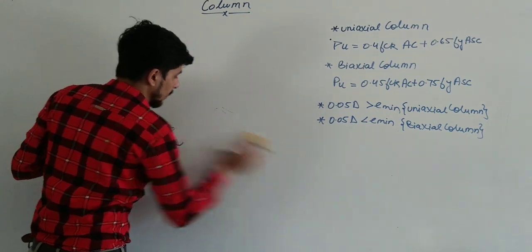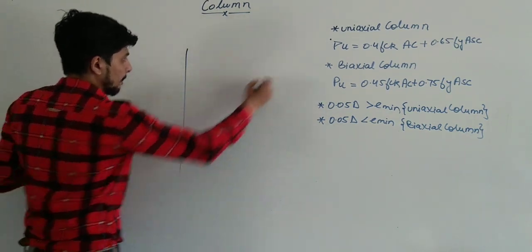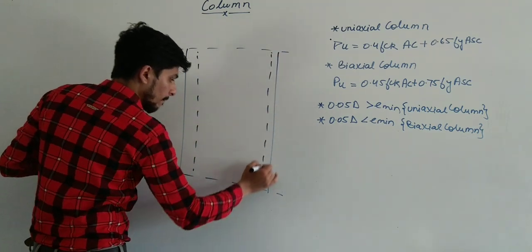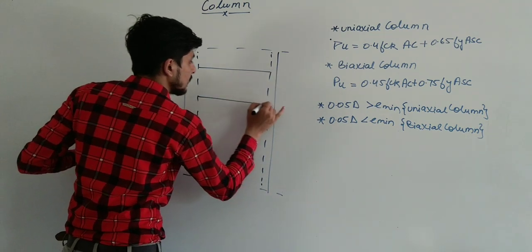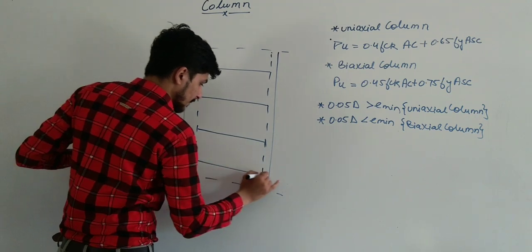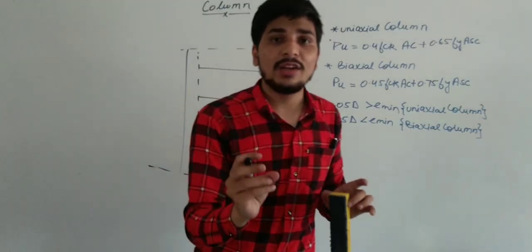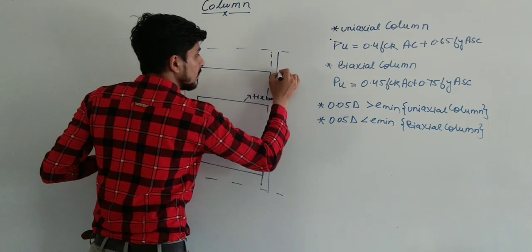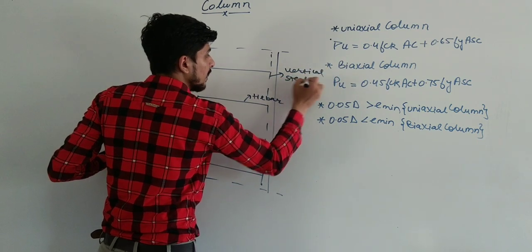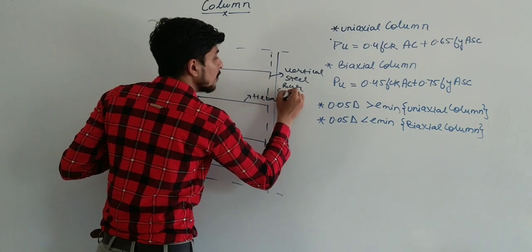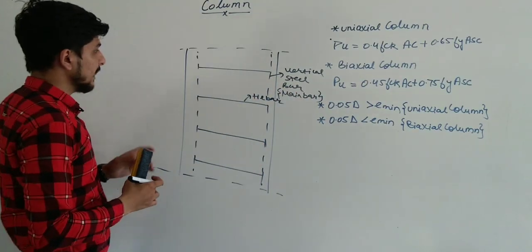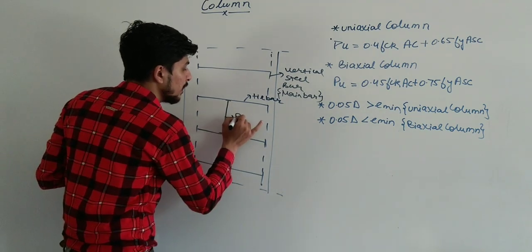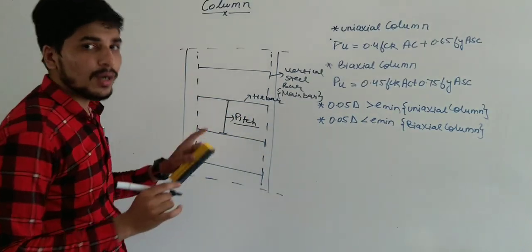Now I will draw one column. You can imagine it. This is a column. These are the vertical steel bars, and these are horizontal ties. The ties are helpful to tie up the vertical steel bars. This is the tie bar. This is the vertical steel bar, and you can say that this is the main bar. And the distance from one tie to the second tie is known as the pitch. This is the pitch distance in the column.